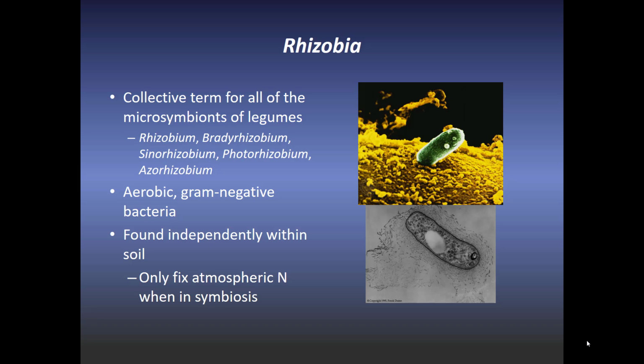Rhizobia is the collective term for all of those microsymbionts of legumes. They are aerobic gram-negative bacteria, and the most important thing in that bullet is they are aerobic. You have to have air. It's energy intensive. They're using sugars from the plant to fix nitrogen. These are found independently within soil, but they only fix atmospheric nitrogen when in symbiosis with the legume plant.